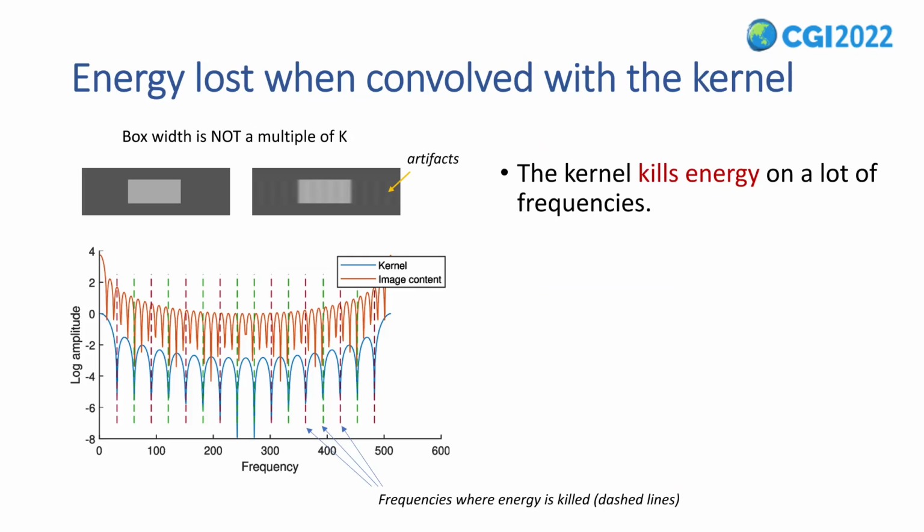The problem of artifacts can be seen from the perspective of the frequency domain. We show the modulation transfer function of the box filter in the blue curve in this plot, and it shows that there are vertical dashed lines which indicate the frequencies on which the energy is almost killed. So if the target image has energy on those frequencies, then it cannot be reproduced no matter what the preprocessed image looks like.